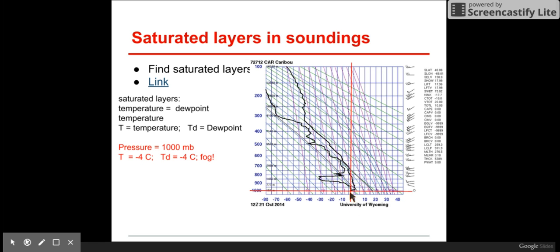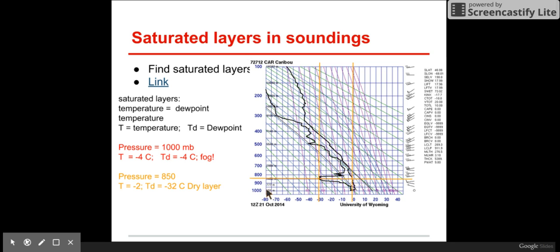Because temperatures are below freezing, you expect there to be frost on the ground on a day like this. If this layer where these two curves touch would be a bit thicker, then you would expect there to be fog as well, but in this case that doesn't appear to be the case.